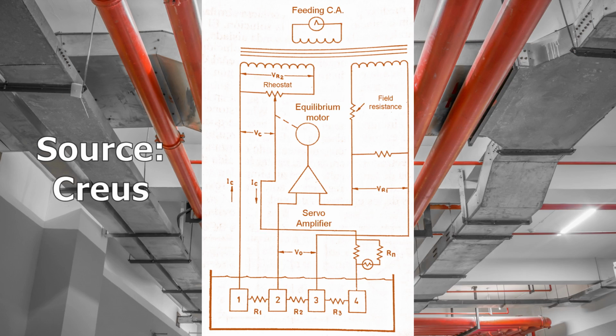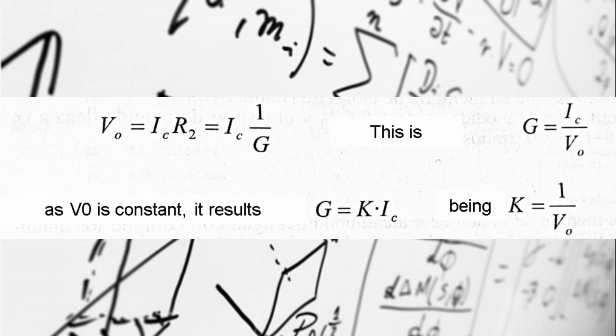The four-electrode potentiometric circuit also compensates for the electrical effects of dirt built up on the electrodes. If the potential difference V0 between electrodes 2 and 3 is kept constant regardless of the resistance of the solution, the current IC will maintain a linear relationship with the conductivity of the solution, according to the expression that can be seen on the screen.